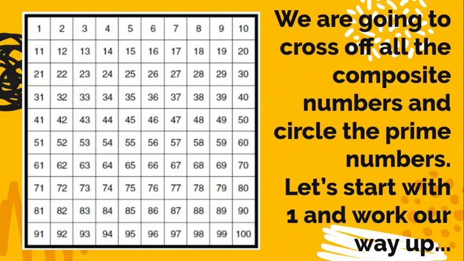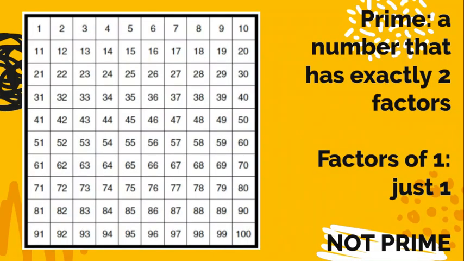Okay, next thing, we are going to cross off all of the composite numbers, and then we're going to end up at the end with all of your prime numbers circled. We'll start with the number 1, and we're going to work our way up. So let's look at the number 1.